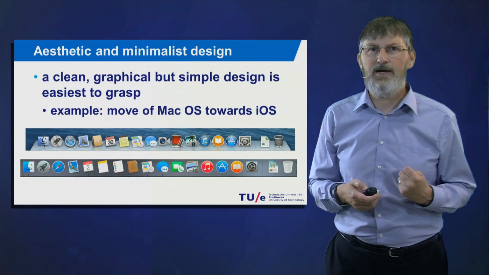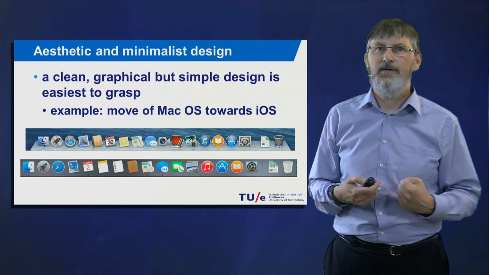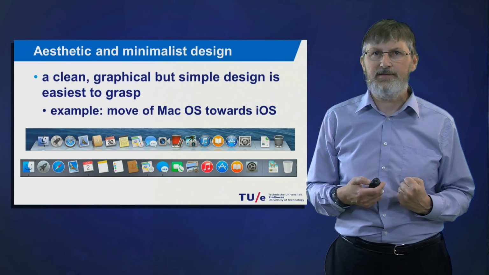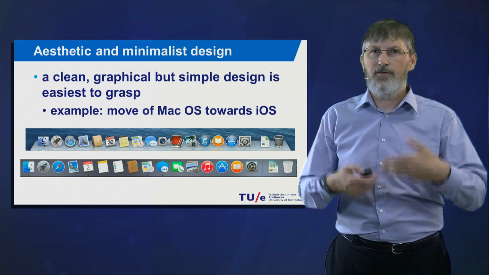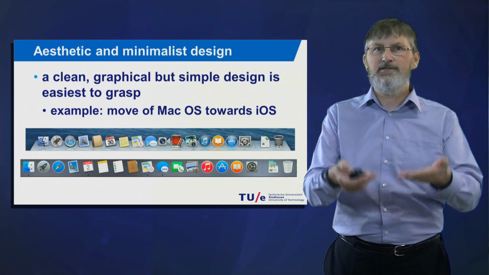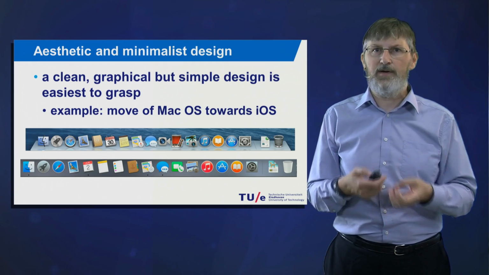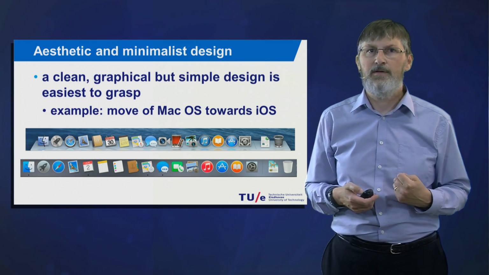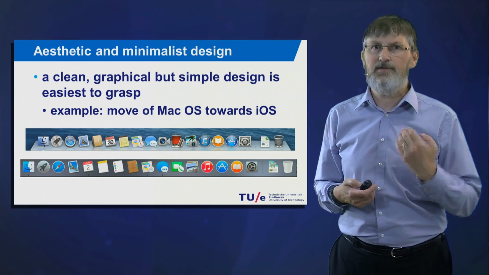There's a nice example of a move from fancy displays and fancy icons to simpler icons in macOS. The upcoming version of macOS, which is called Yosemite, is moving from the 3D look of the dock with detailed icons towards a simpler 2D look, together with icons taken from iOS that have a simpler design. This is easier on the eyes, and the icons in the end are easier to recognize.